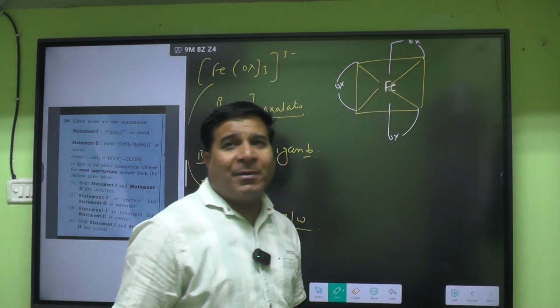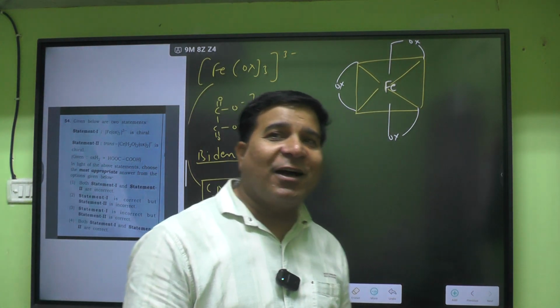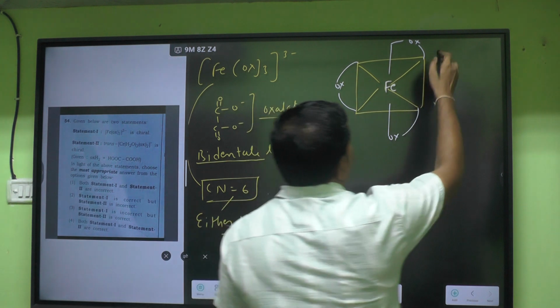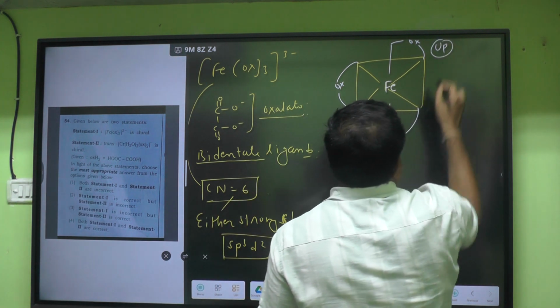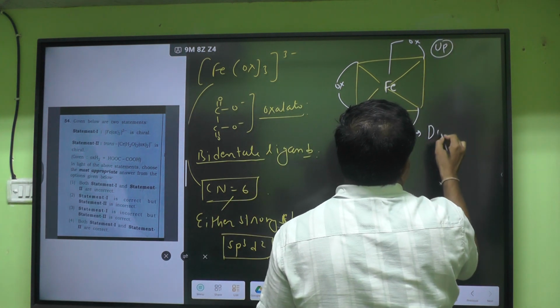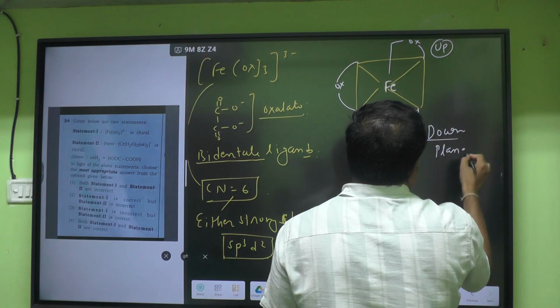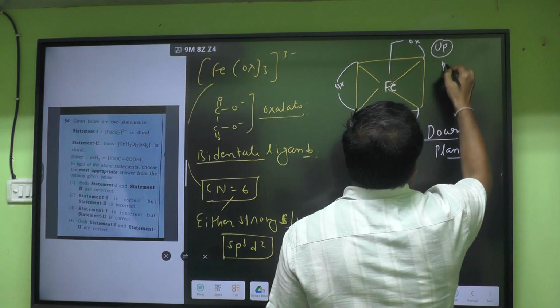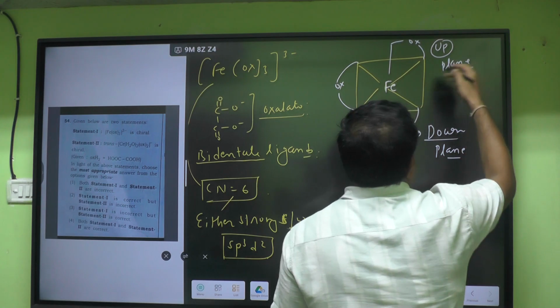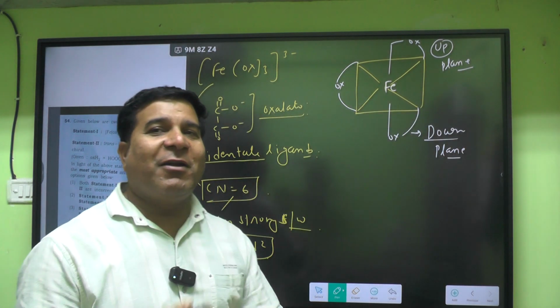Okay, so remember, here they are in different planes. This one is in the up plane, this one is in the down plane. Here it is up plane, up plane, down plane. That's why there is no plane of symmetry.